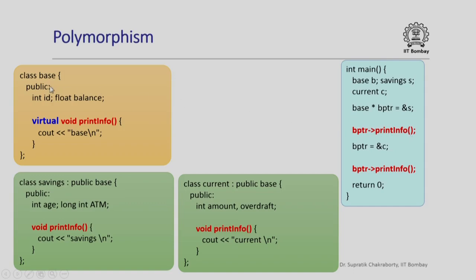So if it is really pointing to an object of the base class, we will call this function, otherwise if it is pointing to an object of the savings class, then we will call this function. Otherwise, if it is pointing to an object of the current class, we will call this function. So that is what is going to happen at these two statements.